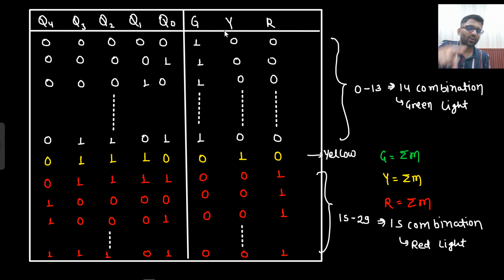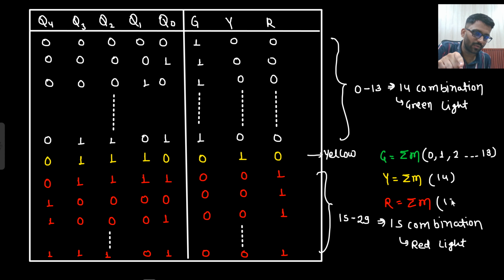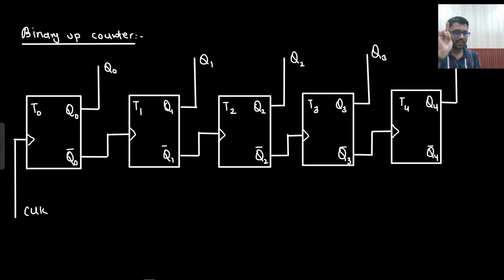So I am designing my combination circuit in a manner that it will have minterms from 0 to 13, so 0, 1, 2 till 13, for green. For yellow, it will have the minterm of 14. And for red, it will have the minterms of 15, 16 till 29. 30, 31 you do not want. That means in your counter, as soon as you reach 29, your 30 should be cancelled.